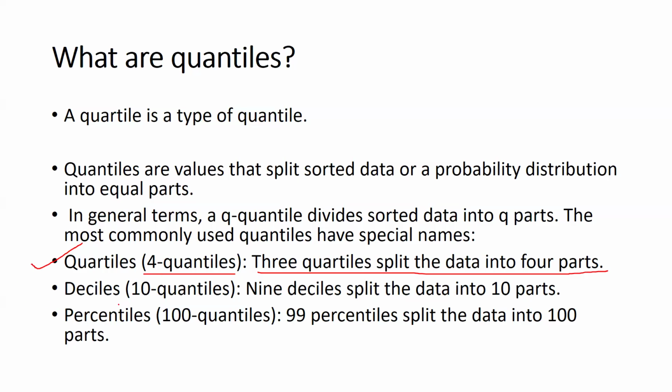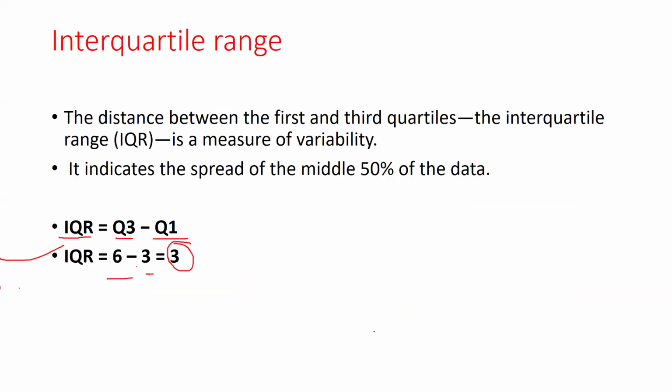Here are deciles, the 10 quantiles. So 9 deciles split the data into 10 parts. And percentiles are the 100 quantiles. So 99 percentiles split the data into 100 parts. So I hope this is clear to you, quartile and quantile, what is the difference.